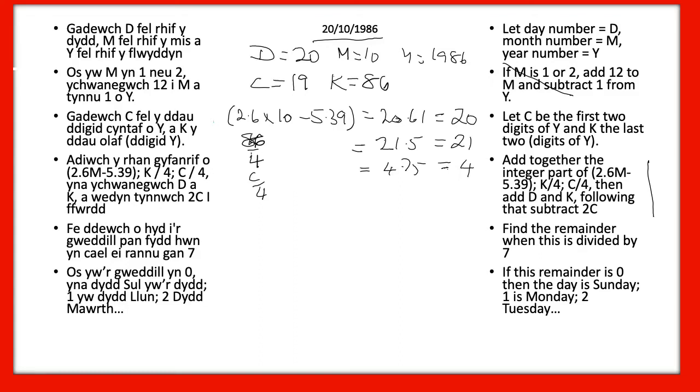And then I add D and K. Well, D was 20, K was 86, and so I need to subtract 2C, so I suppose it might make sense for me to add this lot up. 6 and 4 gives me 10, plus 1 gives me 11. Okay, don't forget my carryover, standard algorithm, being well taught. 8 and 2 gives me 10, plus 11, 12, 13, 14, 15, so 151. I'm going to subtract 2C from it. Well, 2C is going to be 38. 151 minus 38 is 113.